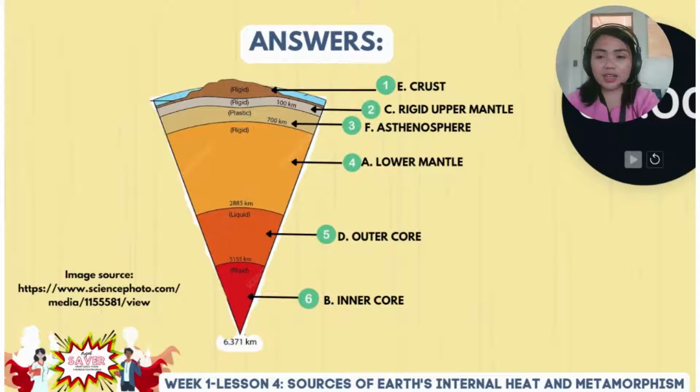Number 3 is the asthenosphere. Number 4 is the lower mantle. Number 5 is the outer core. And number 6 is the inner core.